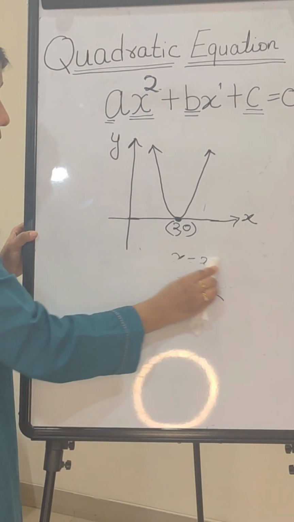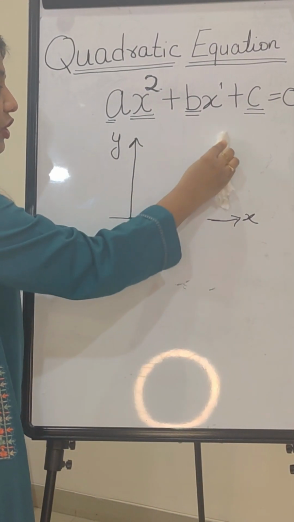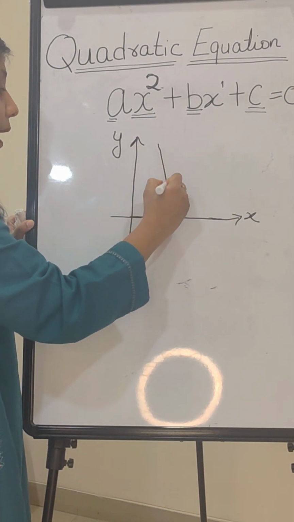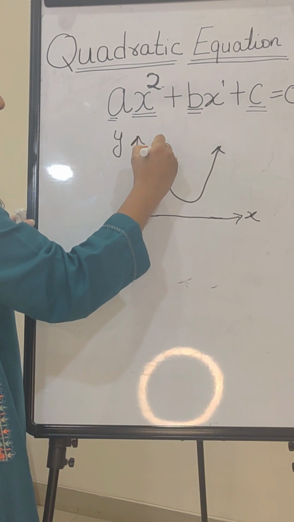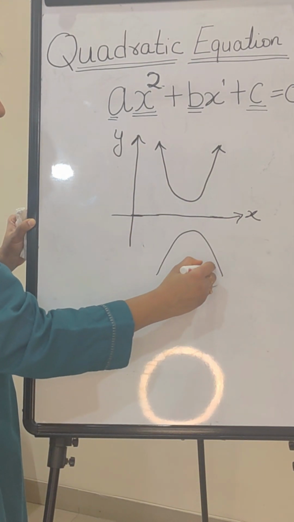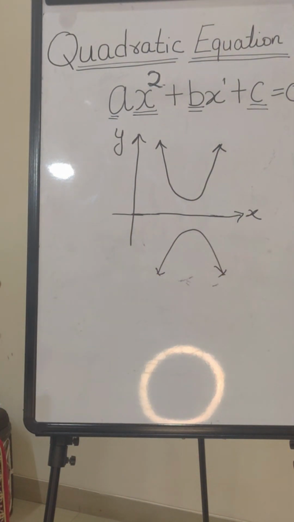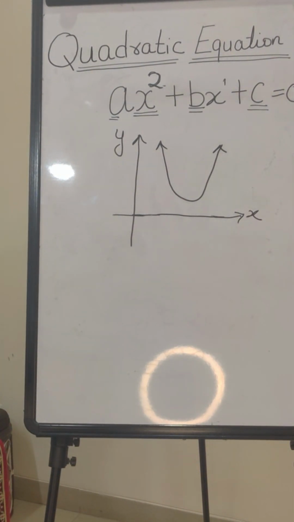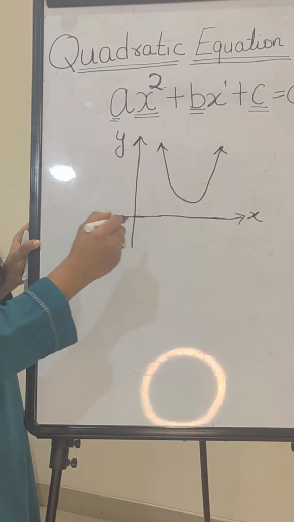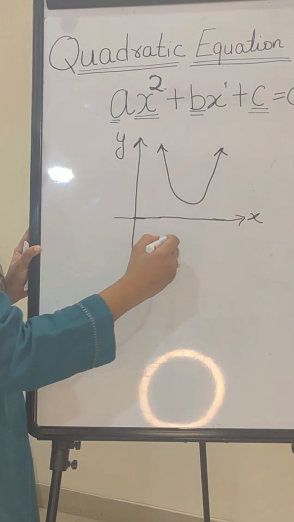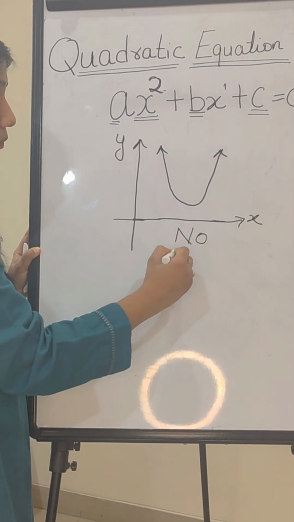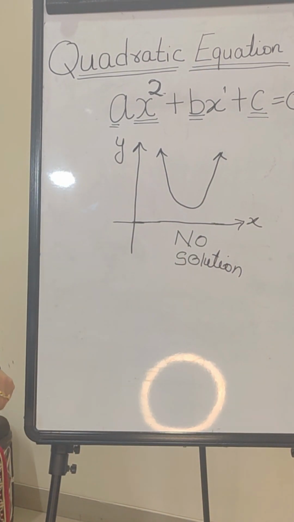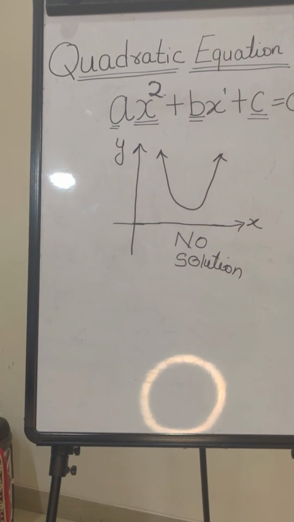There is one more condition. You are given a quadratic equation for which you have graphed a parabola which is above or below the x-axis. Either it is like this or maybe it is like this. So in both conditions, the parabola is not crossing or touching the x-axis. Therefore, I will say the quadratic equation for which I have sketched this parabola has no solution. So the solution is nothing but at how many points the graph is crossing or touching the x-axis.